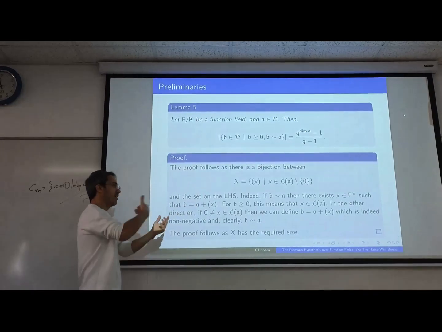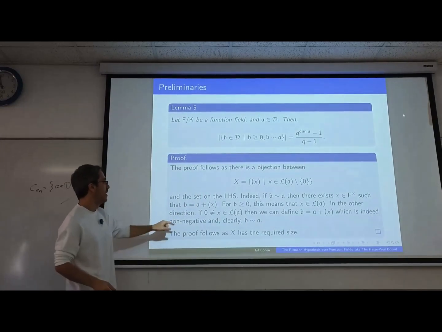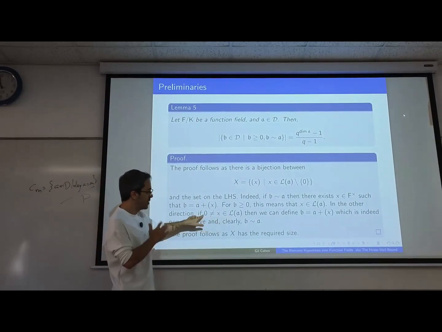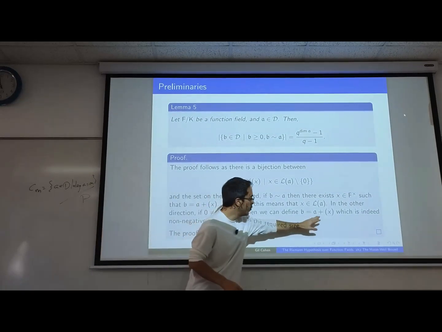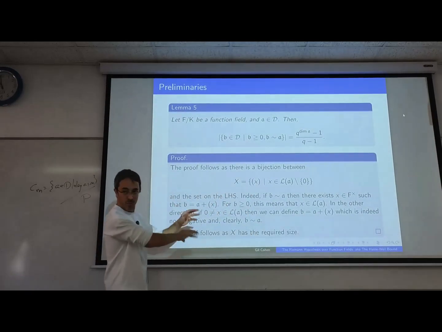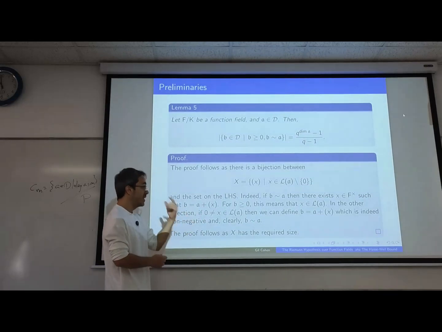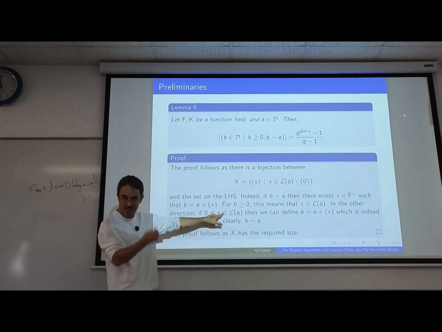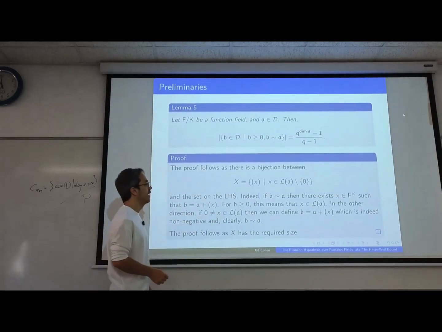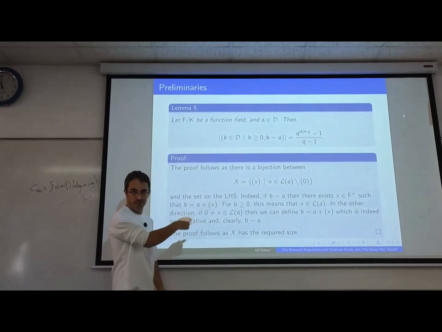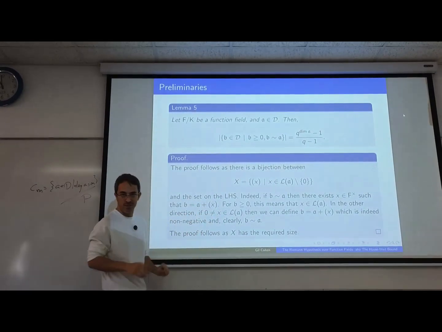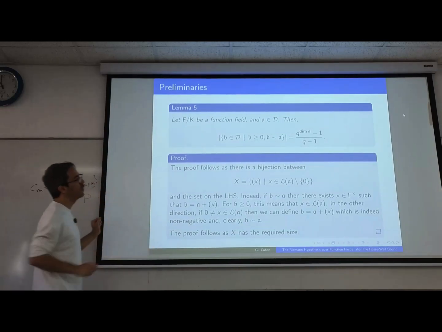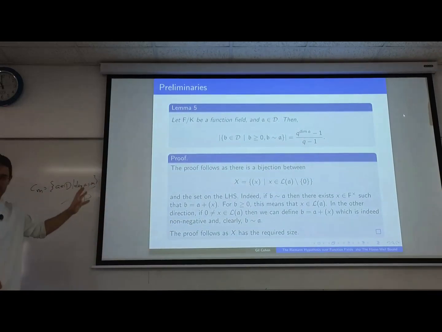Good. Now in the other direction, if you give me a non-zero x in the Riemann-Roch space, let's define b to be A plus the principal divisor of x. A is given. So b is non-negative because x is in the Riemann-Roch space of A. And clearly b and A are congruent to each other, because b is A plus a principal divisor, which gives the other direction. You should just look at it for a second, making sure the normalization is okay, but that's fine.